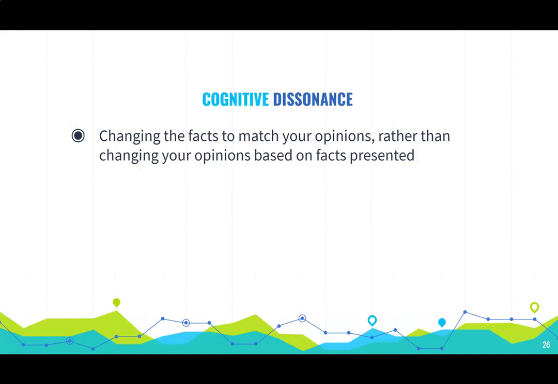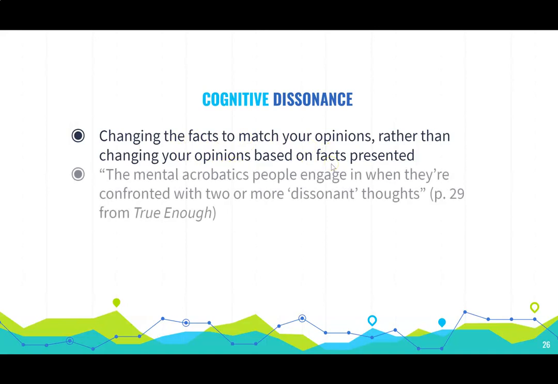A lot of you know this is not already the case. A lot of you talked about this in your first blog post response, and you're aware that sometimes that's not enough to get somebody to change their mind. That is the case with cognitive dissonance. It's where you dismiss the incoming facts so that you can keep your opinions, rather than changing your opinions based on the incoming facts. I think it's really greatly described by the author of True Enough, where they say the mental acrobatics people engage in when they're confronted with two or more dissonant or different thoughts.